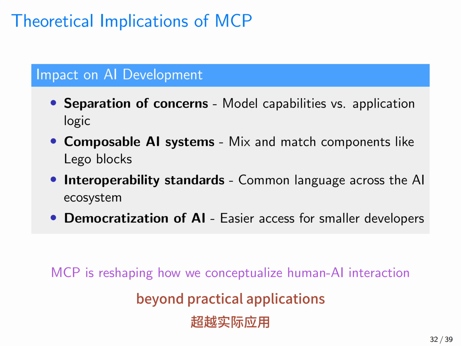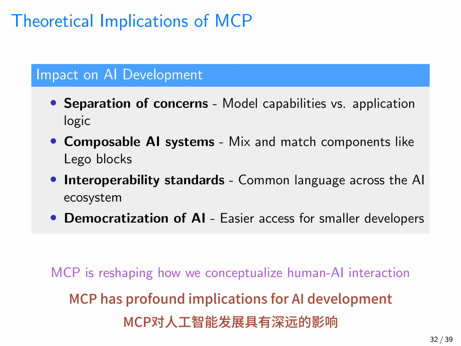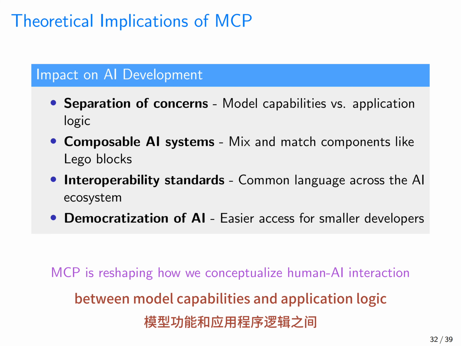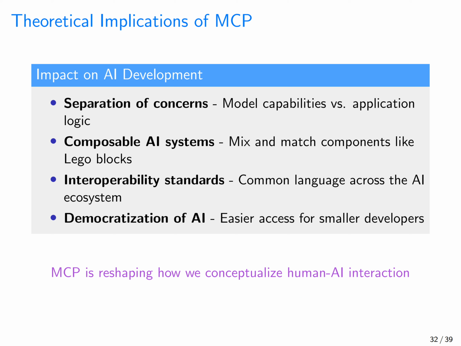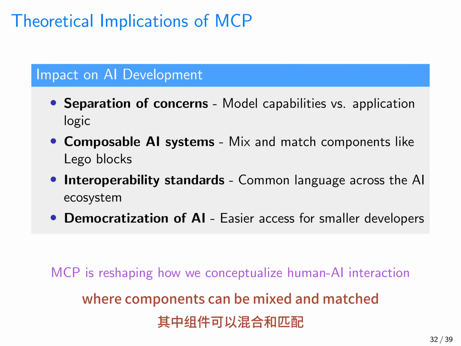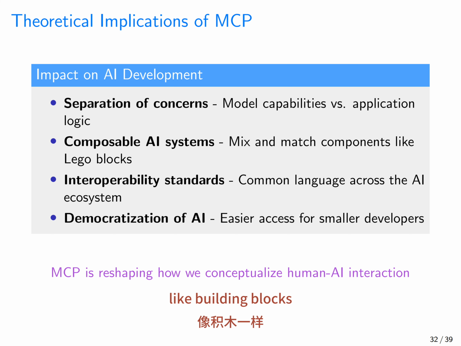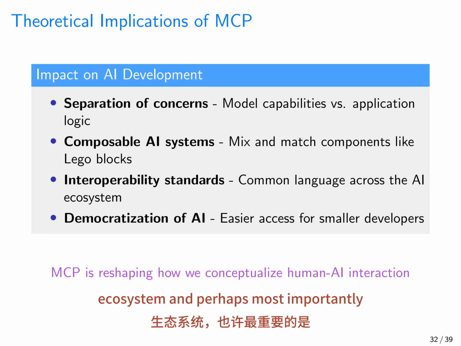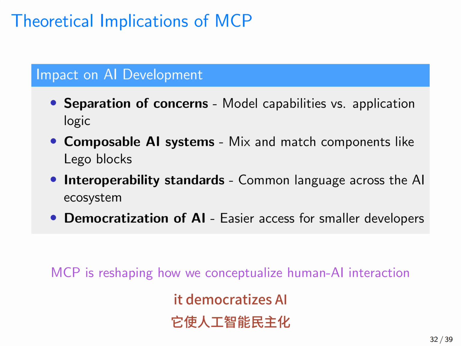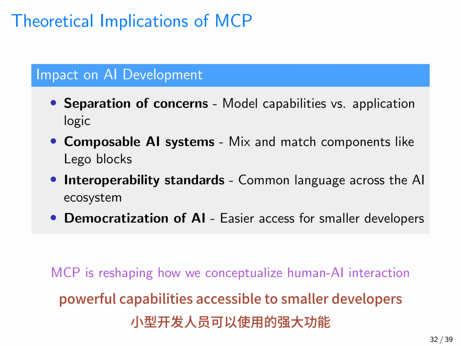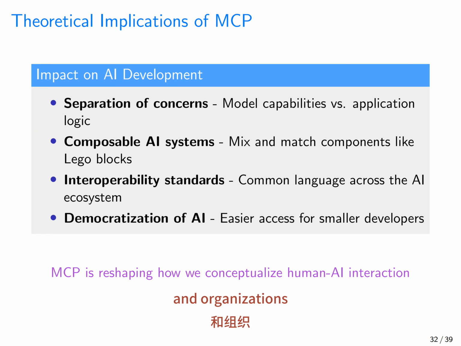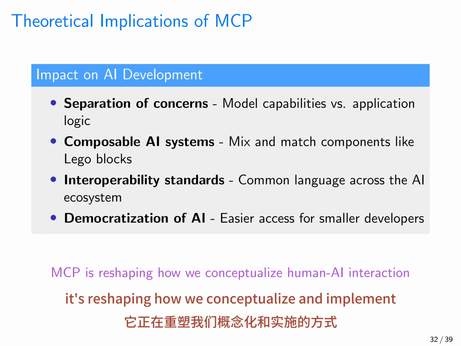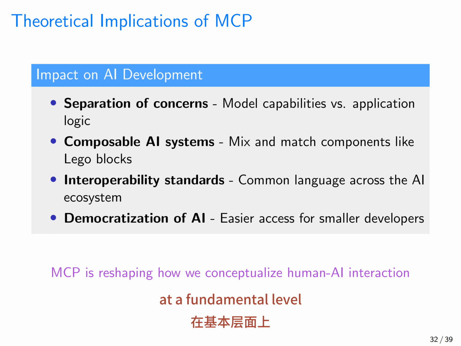Beyond practical applications, MCP has profound implications for AI development. It creates separation of concerns between model capabilities and application logic, simplifying system design. It enables composable AI systems where components can be mixed and matched like building blocks. It establishes interoperability standards across the AI ecosystem. And perhaps most importantly, it democratizes AI by making powerful capabilities accessible to smaller developers and organizations. MCP isn't just a technical standard, it's reshaping how we conceptualize and implement human-AI interaction at a fundamental level.